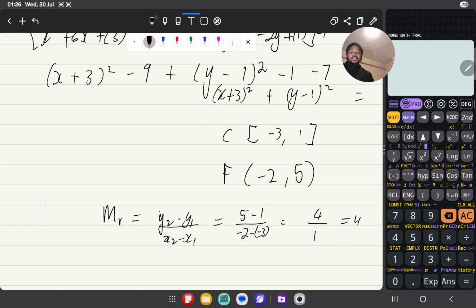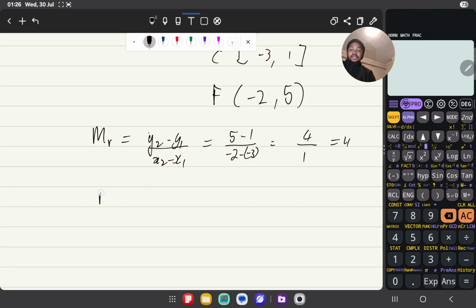4, right? And then I say the gradient of the radius multiplied by the gradient of the tangent must give me minus 1. And then here I have 4 multiplied by mt equals minus 1. Therefore mt equals minus 1 over 4. Right, so I found the gradient of my tangent.